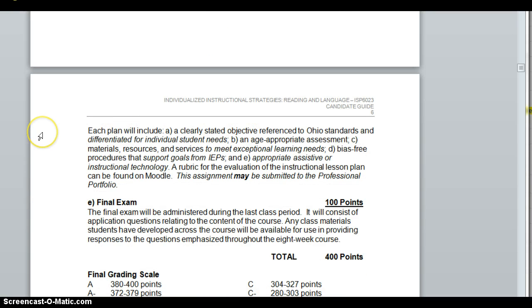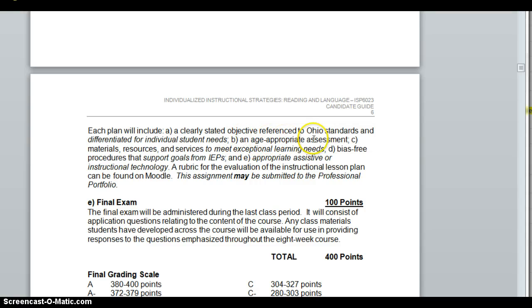Each plan needs to include a clearly stated objective, referenced to Ohio standards, and differentiated for individual student needs. A great way to discover how to write individualized, differentiated goals is by looking at the Universal Design for Learning module that is on the IRIS Center website. I'm actually going to add that to your list of helpful resources for this project because they have great, clear examples of a traditional objective versus an objective that would meet the needs of multiple students. So I will link to that and share that.